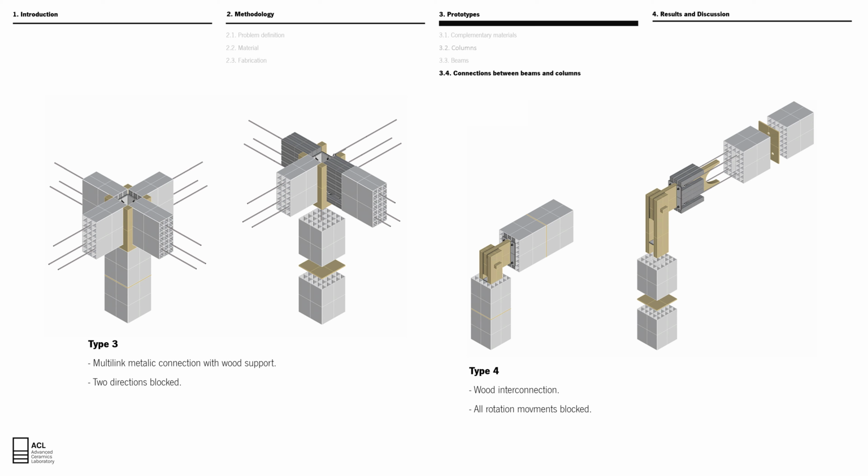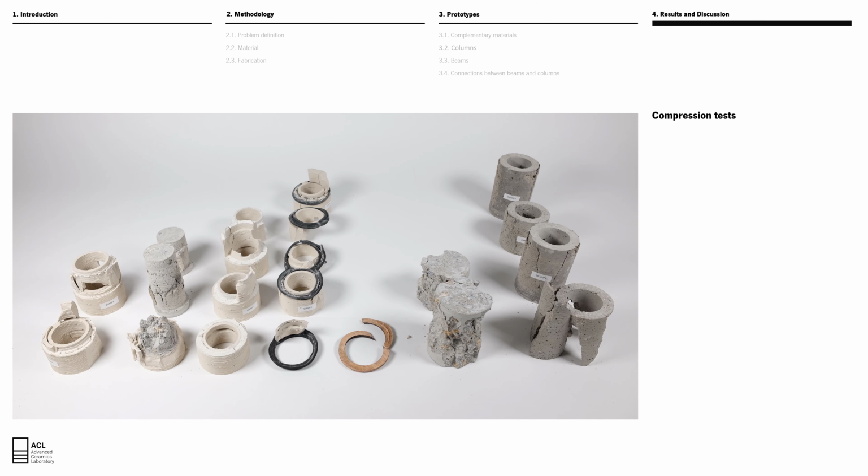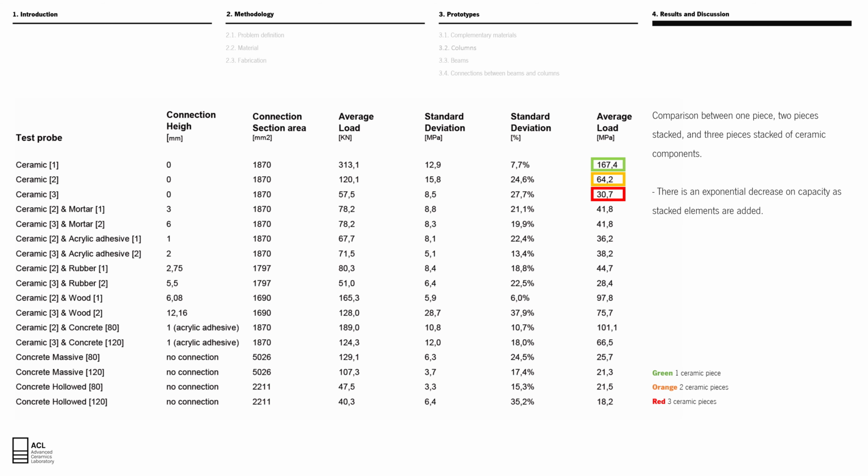Although all systems have been designed, none of them have yet been tested, this being the next phase of this study. As results, we present the data obtained during the compression tests. This picture shows the remains of some specimens after being tested. Here we can observe the comparison between 1, 2 and 3 pieces of stacked ceramic components without any separation material. The values show an exponential decrease in capacity as stacked elements are added.